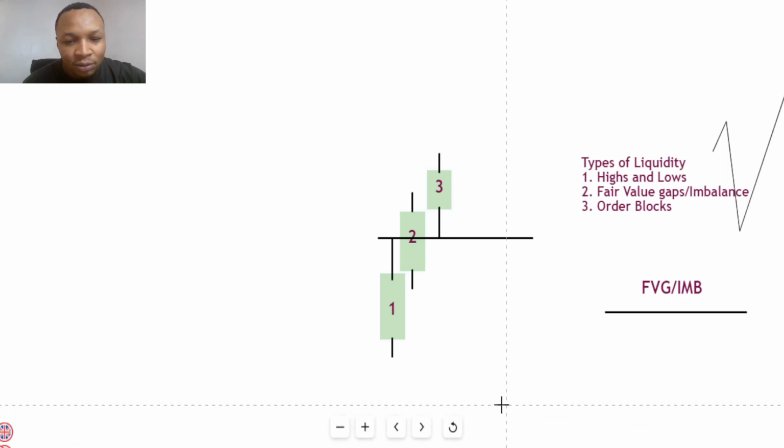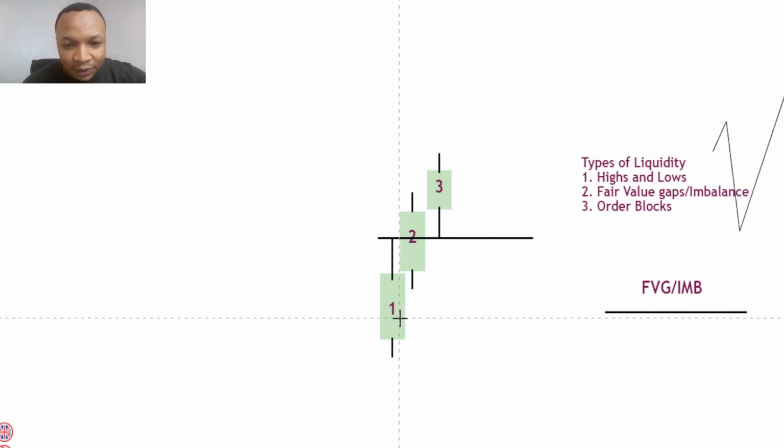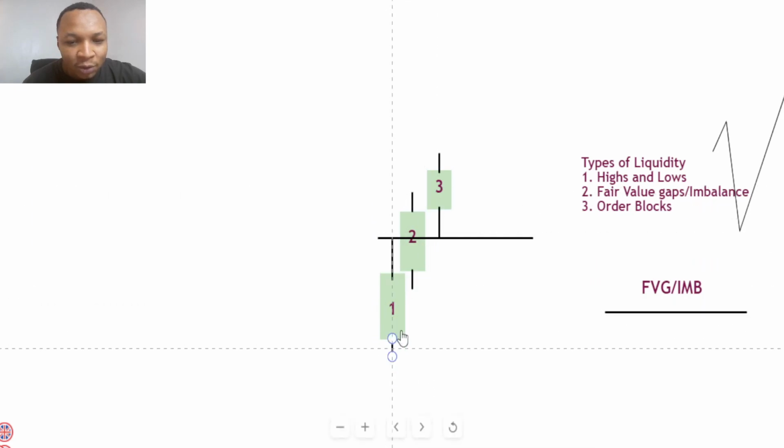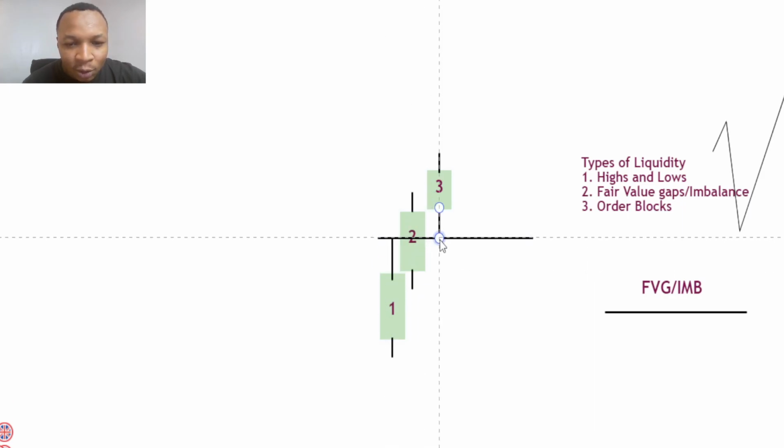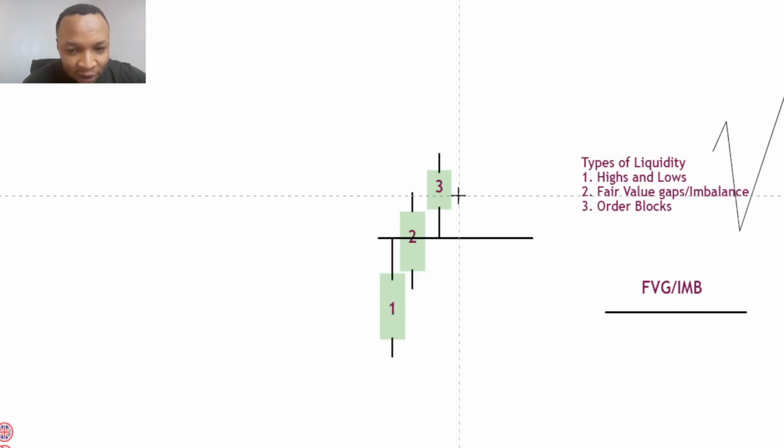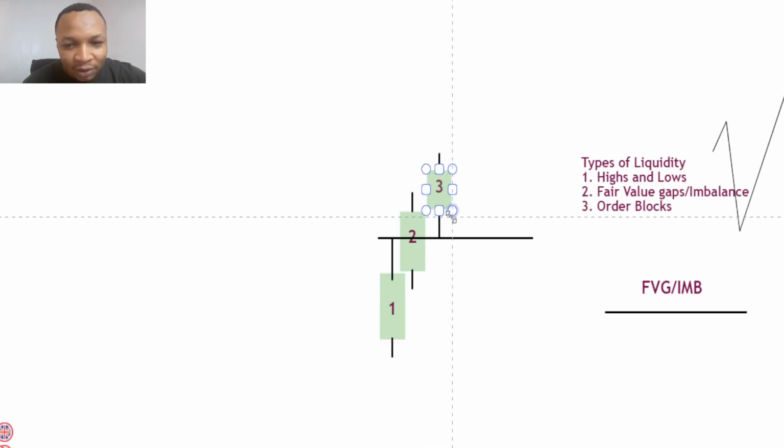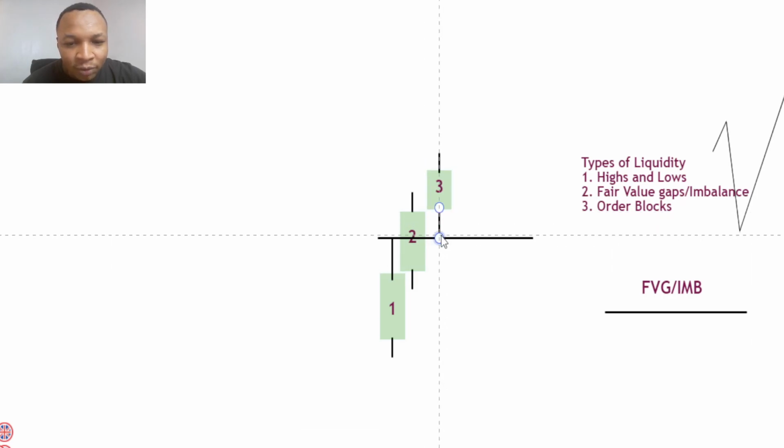Now, this is the first example of a fair value gap or an imbalance. When we have three consecutive candles, candle number 1, candle number 2, and candle number 3, you can see the high of candle number 1 and the low of candle number 3. This is a buy scenario. They are meeting at candle number 2 when you draw a straight horizontal line across them. Whenever there is that intersection, we say there is a balanced price.